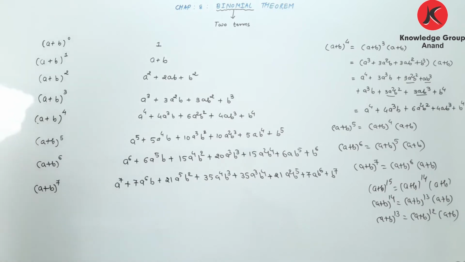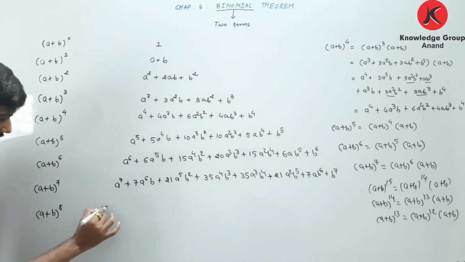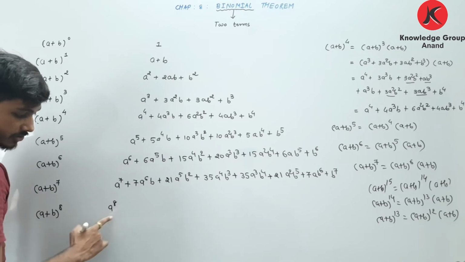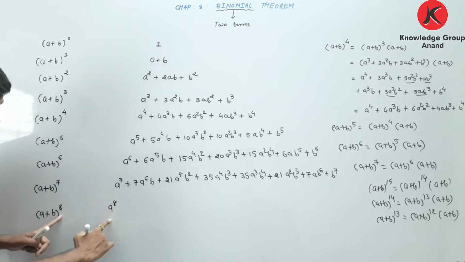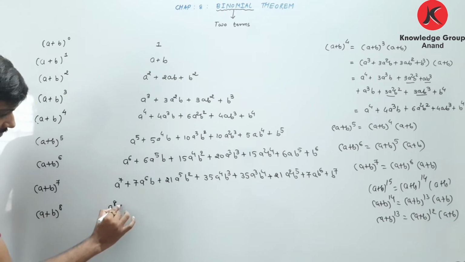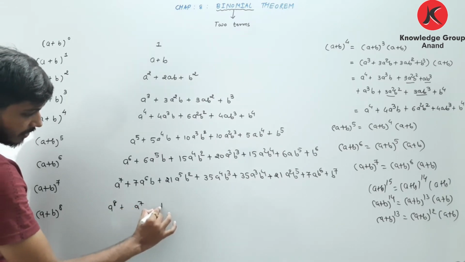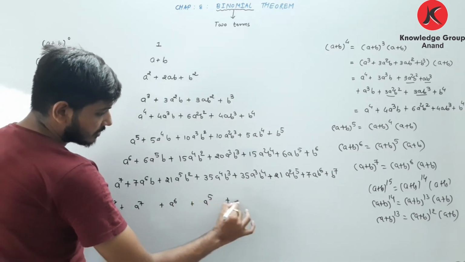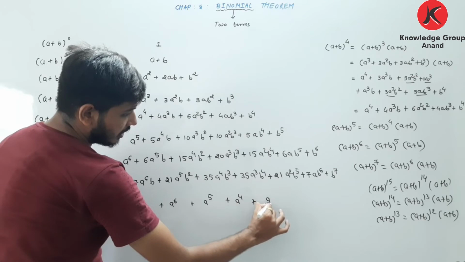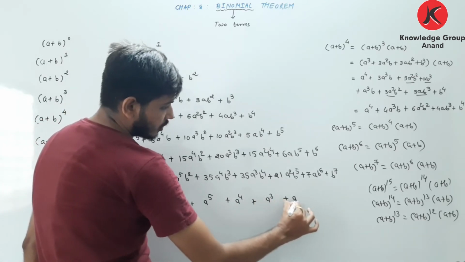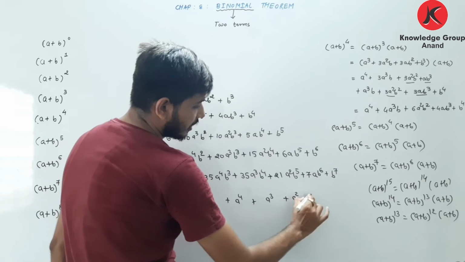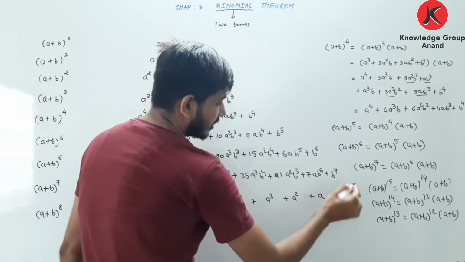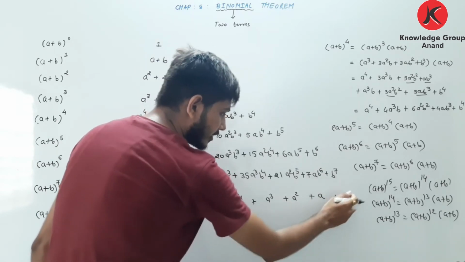ચલો હું ખાલી a plus b raised to 8 માટે કામ કરું છું. If I want to calculate a plus b raised to 8, then a raised to 8. પહેલી પાવર a ની હાઈએસ્ટ 8 થી સ્ટાર્ટ થાય, ડિક્રીઝ થતી જશે, પ્લસ a raised to 7 plus a raised to 6 plus a raised to 5 plus a raised to 4 plus a raised to 3 plus a square plus a and plus last માં a raised to 0 ના લખીએ તો એ ચાલશે.